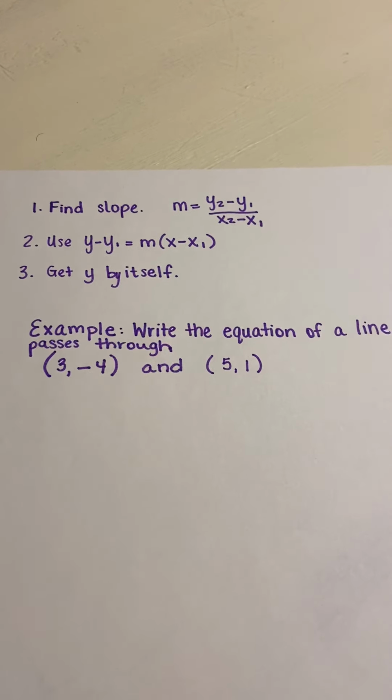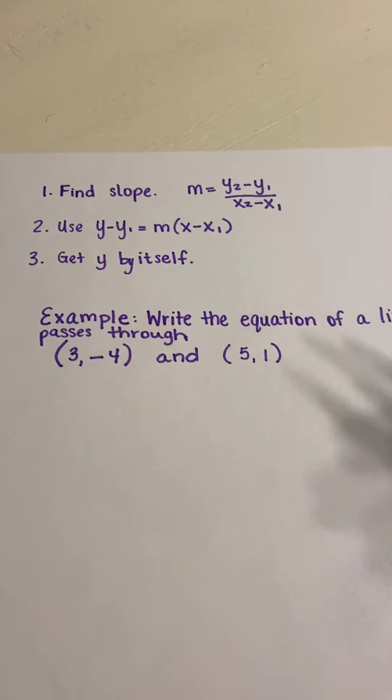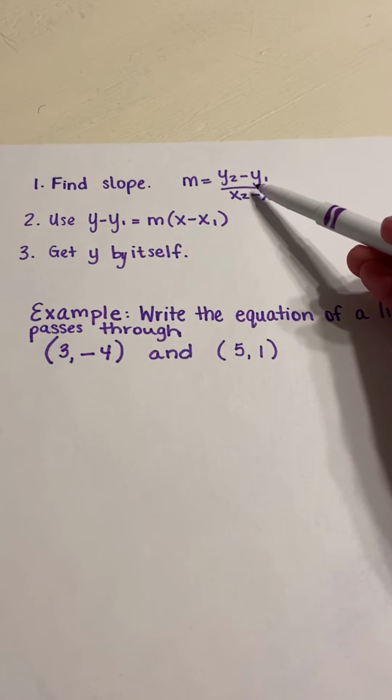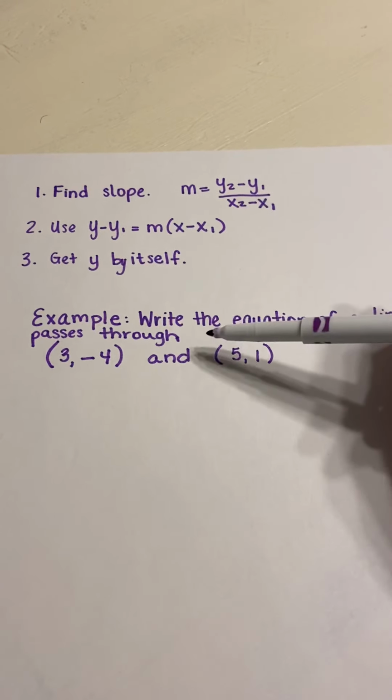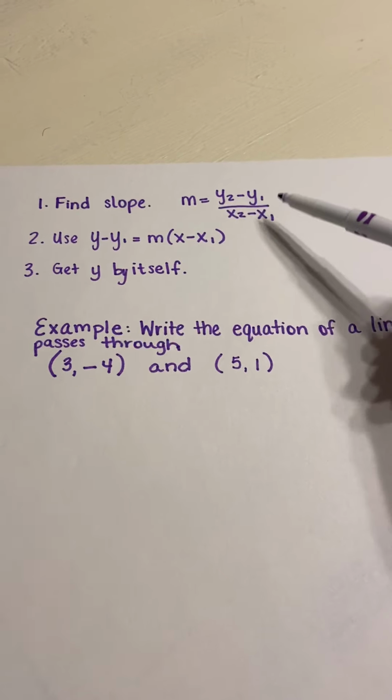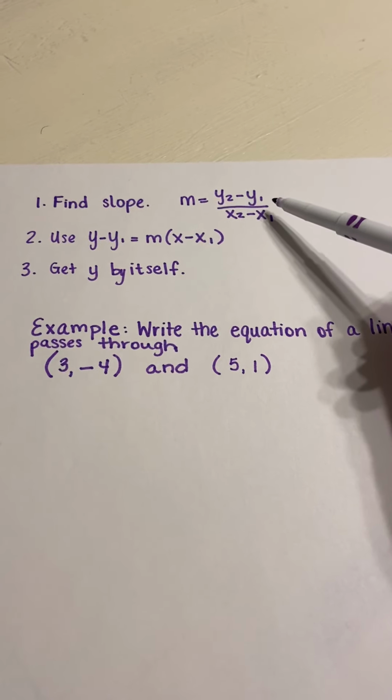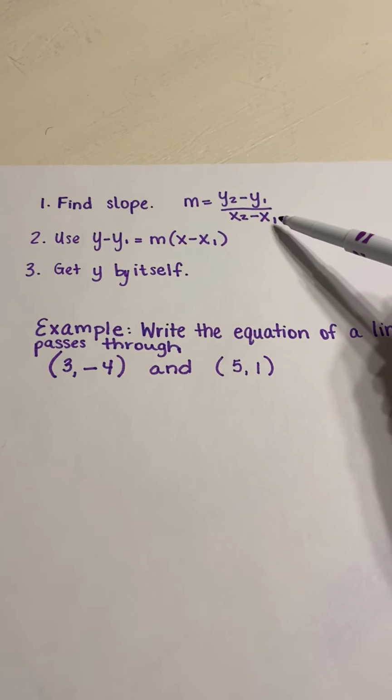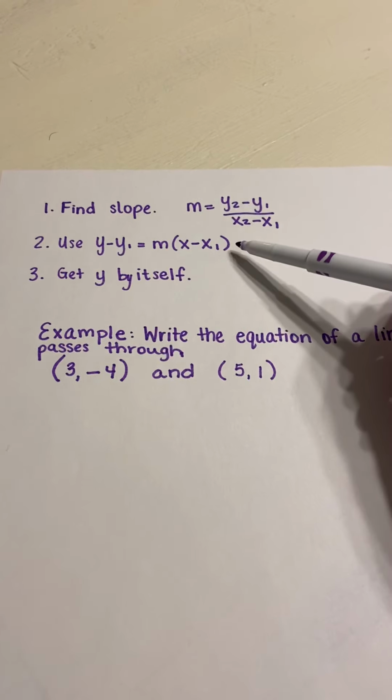Anytime you're writing equations of lines, make sure you always find the slope. Sometimes you'll have the slope given to you, but in this case we don't. So make sure you use y2 minus y1 over x2 minus x1. The next step is use point slope form.